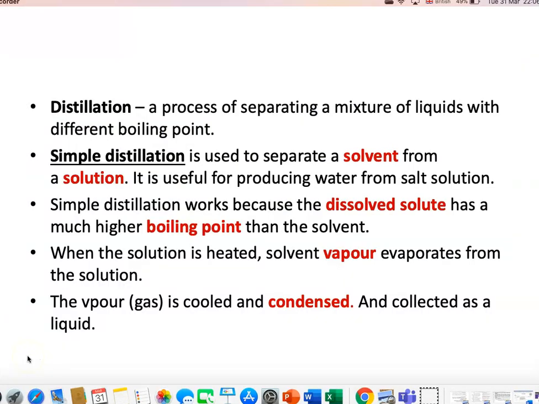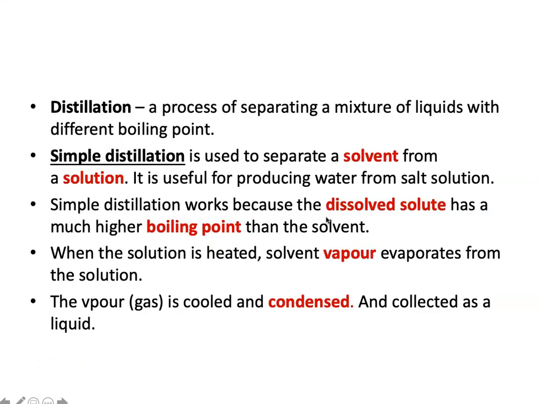Distillation is a process of separating a mixture of liquids with different boiling points. We have simple distillation, which we can use to separate a solvent from a solution, like water from salt solution. It works because the dissolved solute has a different boiling point to the solvent. The solution is heated, the solvent vapor evaporates, and then it's cooled and condensed. We'll have a look at it next.